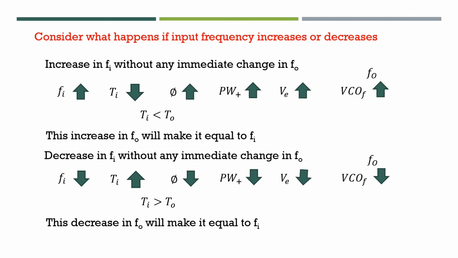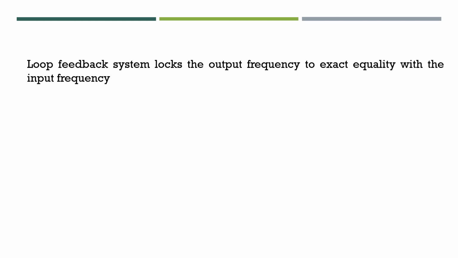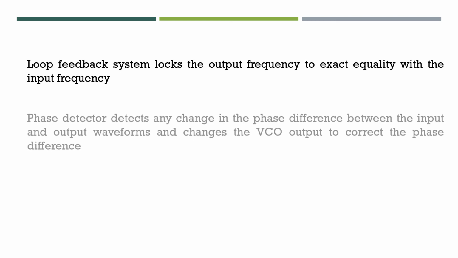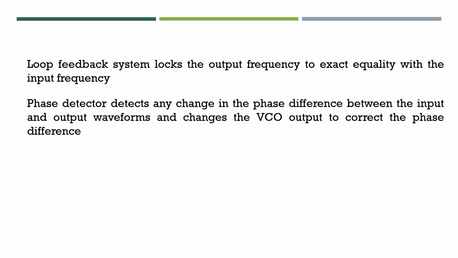So with this, if there is a change in input frequency, an increase or decrease, the output frequency also keeps on changing. The phase locked loop tries to maintain the input frequency equal to the output frequency, so that both the frequencies are locked at a particular situation. The loop feedback system locks the output frequency to exact equality with the input frequency. The phase detector detects any change in the phase difference between the input and the output waveforms and changes the VCO output to correct the phase difference.